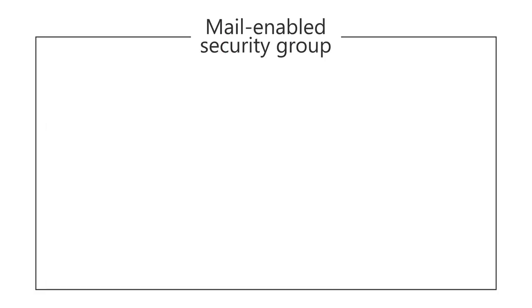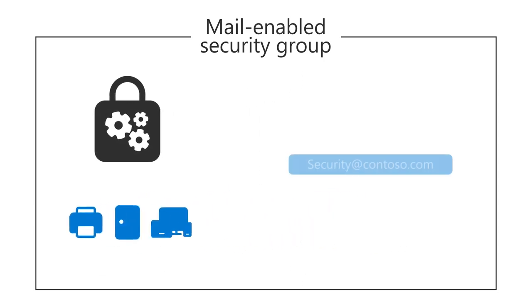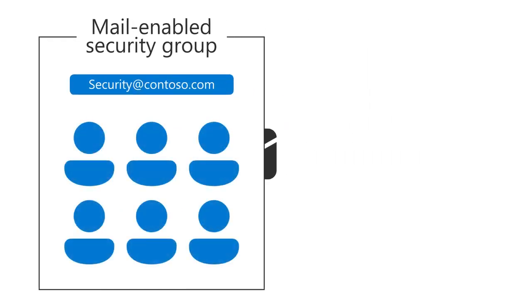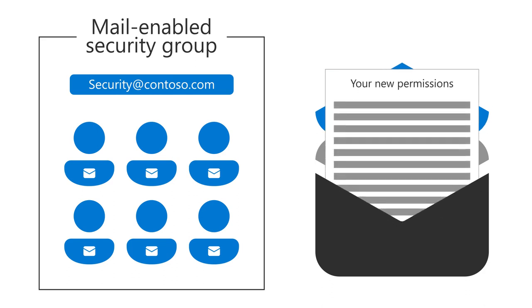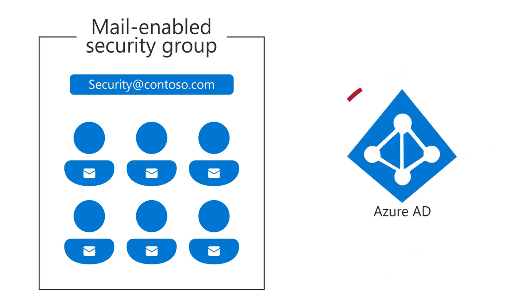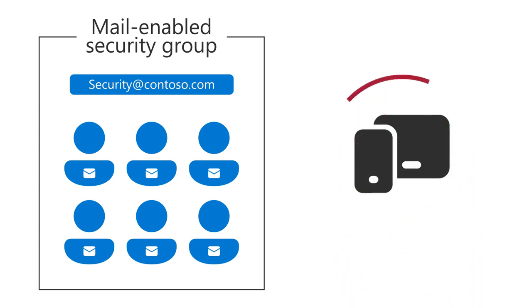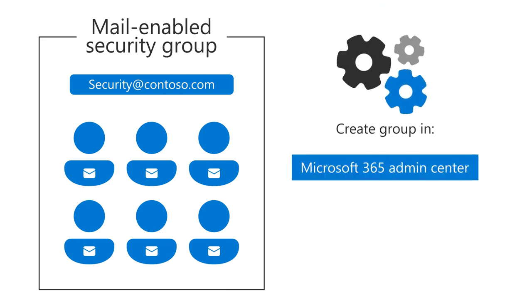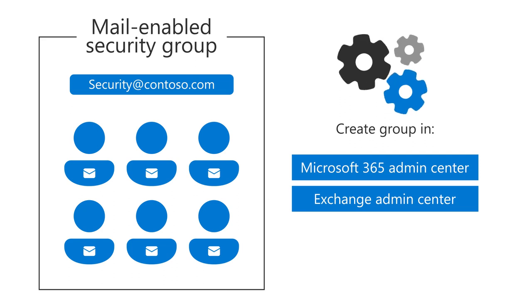Lastly, a mail-enabled security group is also used to control access to organizational resources. But this type of group has an email ID associated with it, so you can communicate with the group in email and, for example, notify them of any changes to their permissions. Unlike a security group, this group cannot be dynamically managed through Azure AD, and it cannot contain devices. Mail-enabled security groups can be created in the Microsoft 365 Admin Center and Exchange Admin Center.